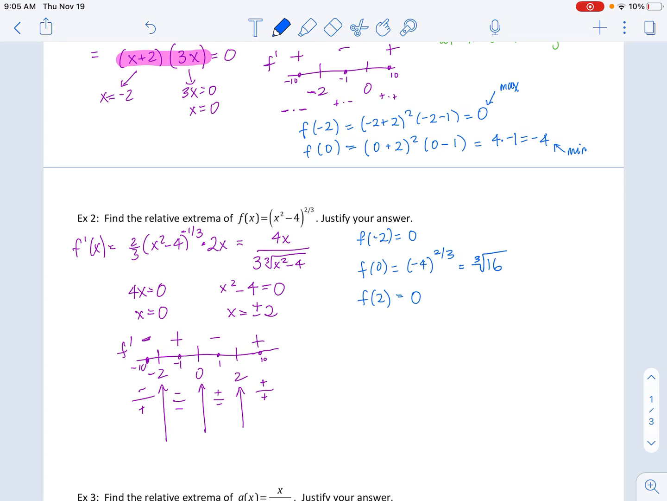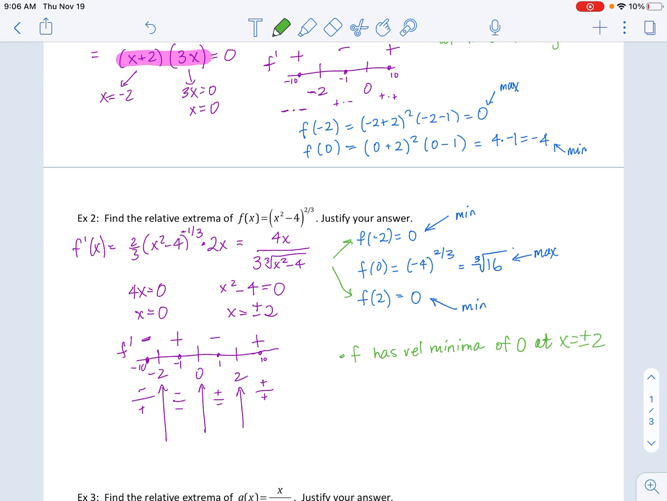So we know at these two locations here and here, these are my minimums because my sign chart goes minus to plus, and that this guy must be my maximum. Okay, that's kind of not enough. I have to go ahead and justify this work now, right? So since these two are the same y value, I can say f has relative minima of 0 at x equals plus or minus 2.